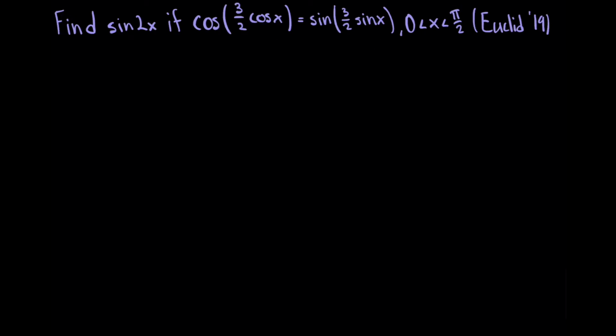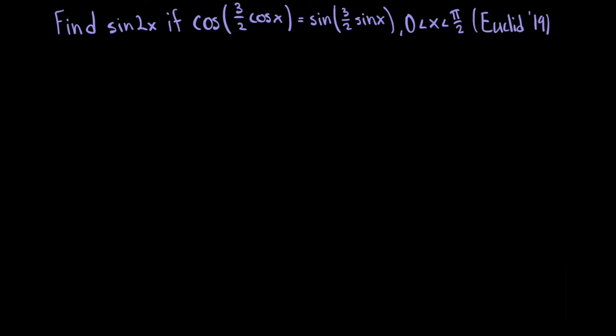So in this question, we're asked to find sine of 2x if cosine of 3/2 cosine x is equal to sine of 3/2 sine x, where x is in between 0 and pi over 2. And this question was featured in the Euclid Math Contest of 2019. I believe it was question 8B, and I actually did this contest, and I remember really enjoying doing this problem and thought it'd be nice to share it in this video.